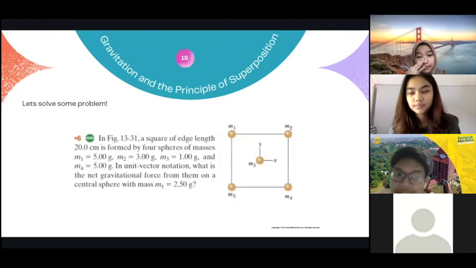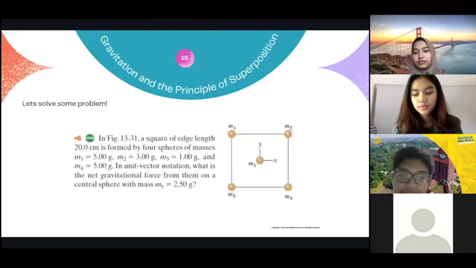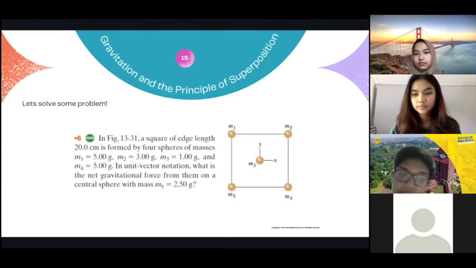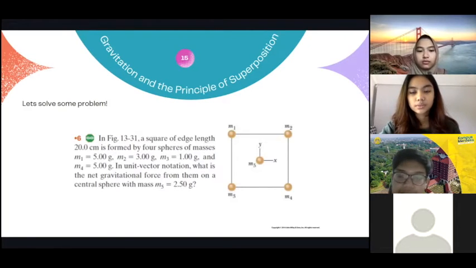Okay, so let's solve some problems. In this figure, a square of edge length 20 centimeters is formed by four spheres of masses: M1 is 5 grams, M2 is 3 grams, M3 is 1 gram, and M4 is 5 grams. In unit vector notation, what is the net gravitational force from them on a central sphere with mass M5, 2.5 grams? Feel free to pause and find the solution. Okay, next.